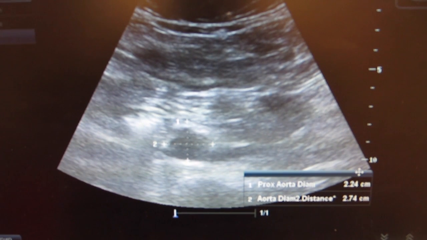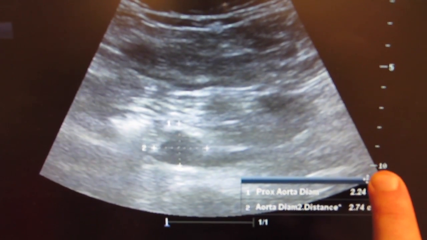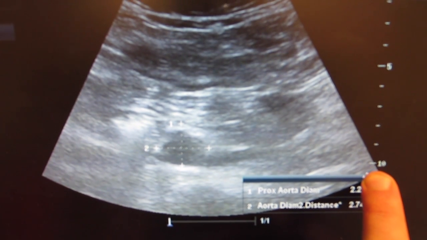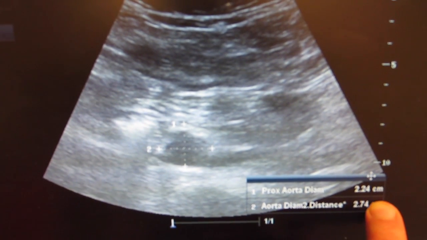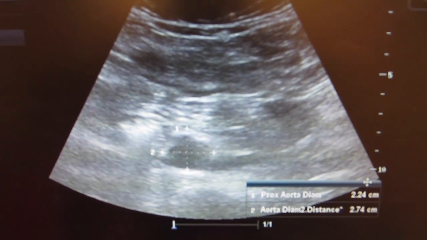Don't be fooled by larger individuals. Don't set your depth too deep. Even in this larger individual, you can tell that the max depth here on this side reads only 10, or maybe it goes down to 12, but you really very rarely need to go much more than that.